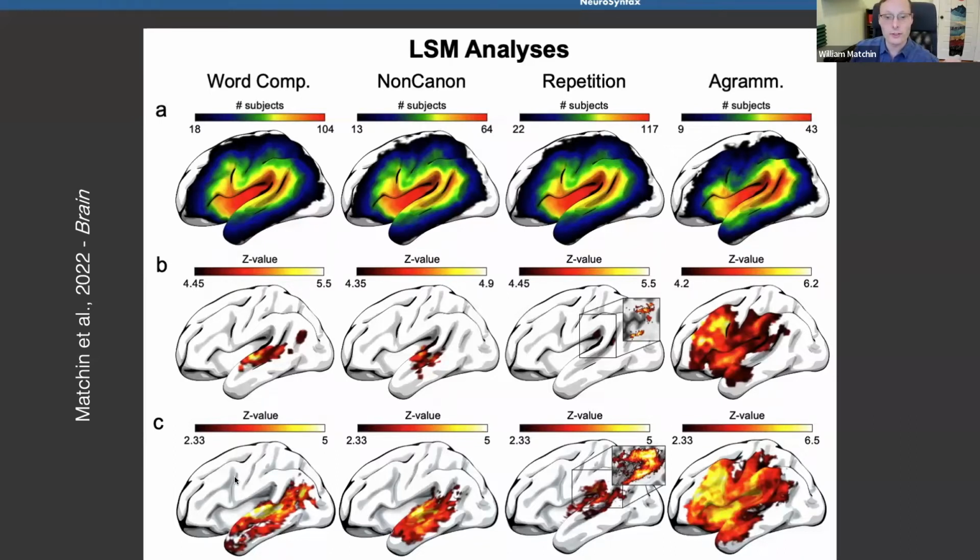The bottom row here shows reduced threshold analyses at P01, just to give you a broader sense of the lesion distributions here. For example, for word and sentence comprehension, there are no subthreshold frontal effects.